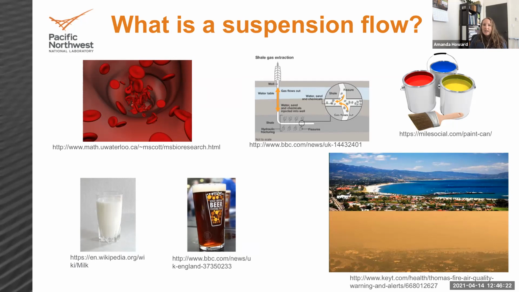Also volcanic ash. So the volcanic ash cloud that grounded flights over Europe due to the volcano in Iceland is a very similar example where we have smoke suspended and we need to know where those particles are moving so we know where it's safe for airplanes to fly.